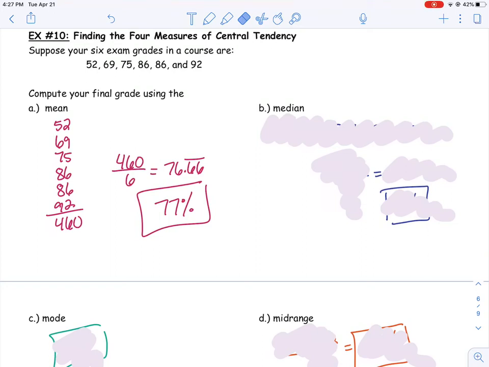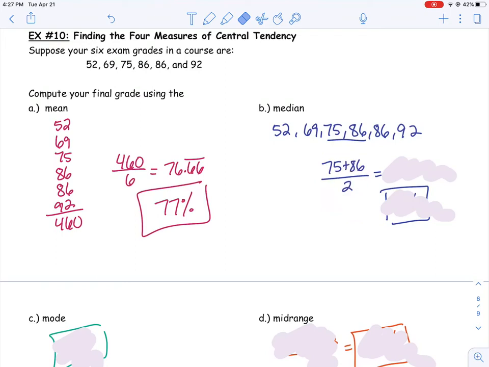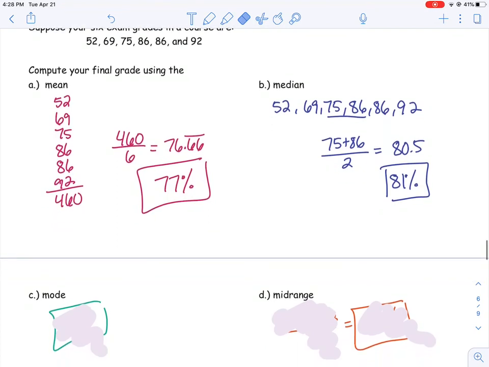If I was doing median, median means the middle, so I need to make sure that I put them in order first, count to the middle or use my formula. I noticed that there were 2 numbers in the middle, so I know then that I have to take those 2 numbers, add them together, divide by 2, and that'll give me my median. I got 80.5. If I were rounding, I would have said that was an 81%, a B. Ooh, that's higher than the mean.